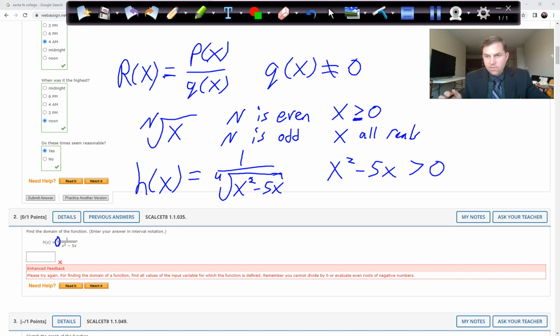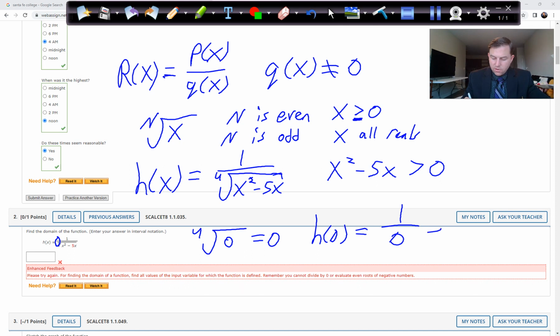So it can't be negative, and it can't equal 0, because if it equaled 0, and a lot of students don't remember this, the fourth root of 0 is 0. So if you plug 0 in for h of 0, you would get 1 over 0, which is undefined. So we have to solve this now.